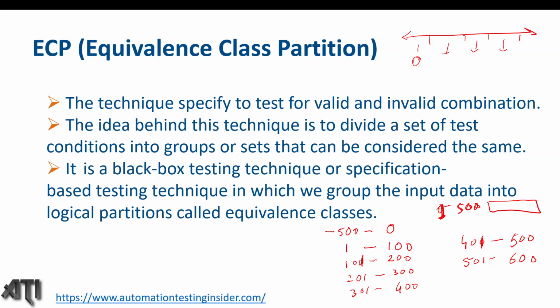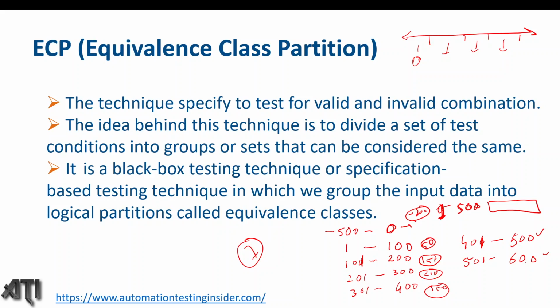So minus 500 to 0: we'll take one value from minus 500 to 0. Let's say we'll test for minus 200. This is one value; we will take only one value. Let's say we take 50 from 1 to 100. From 101 to 200 we take, let's say, 151. From 201 to 300 we take 210. From 301 to 400 we take 350. Similarly, we'll take values between 401 to 500 and 501 to 600. These are the different partitions, and we take only one value from each. So how many test cases did we derive? 1, 2, 3, 4, 5, 6 and 7. Only 7 test cases. We'll test only 7 values.